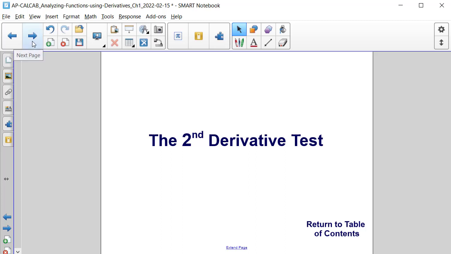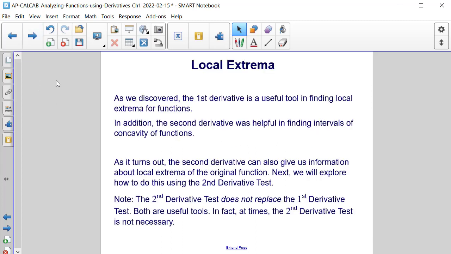The second derivative test. As we discovered, the first derivative is a useful tool in finding local extrema for functions. In addition, the second derivative was helpful in finding intervals of concavity of functions. As it turns out, the second derivative can also give us information about local extrema of the original function. Next, we will explore how to do this using the second derivative test.